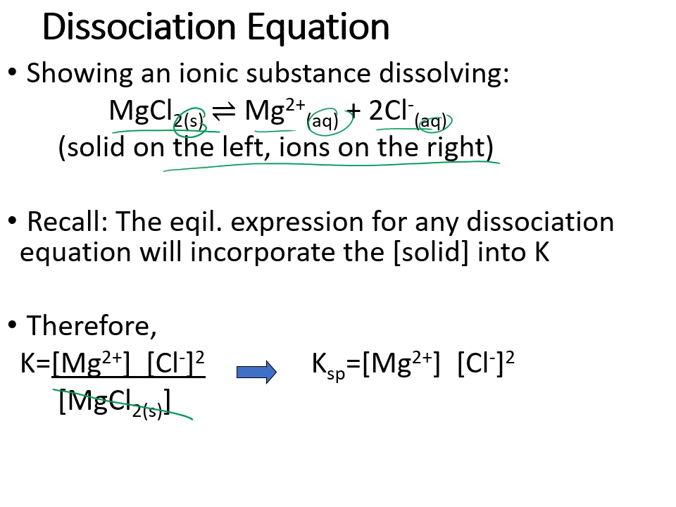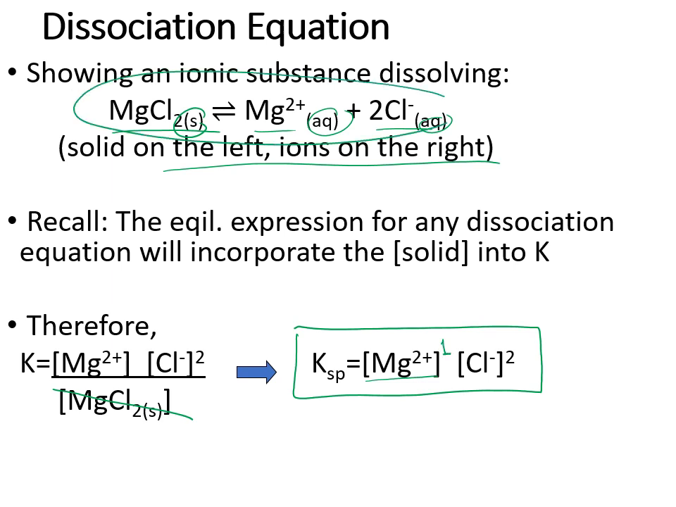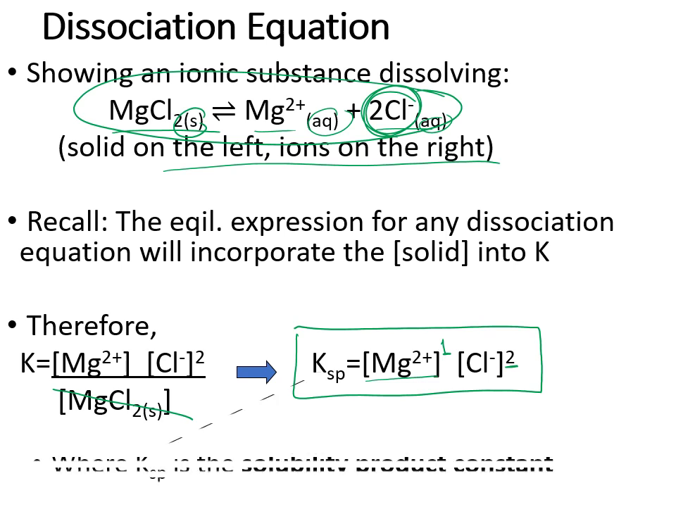And so our KSP expression for the dissociation of any ionic substance is just going to be the concentration of the ions raised to their coefficients in their balanced dissociation equation. And so if there's 2 chloride ions being formed, we need to make sure we put an exponent 2 after that chloride ion. Instead of just calling it K, we're going to specify that it is the solubility product constant, and so we write K with a subscript SP after it.